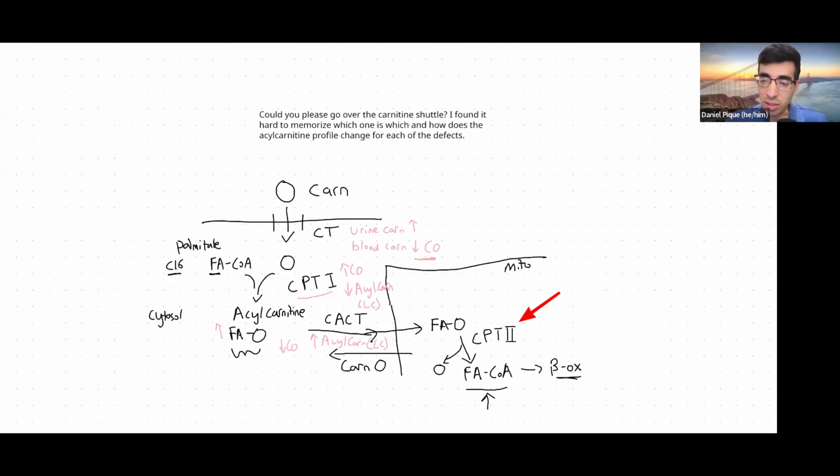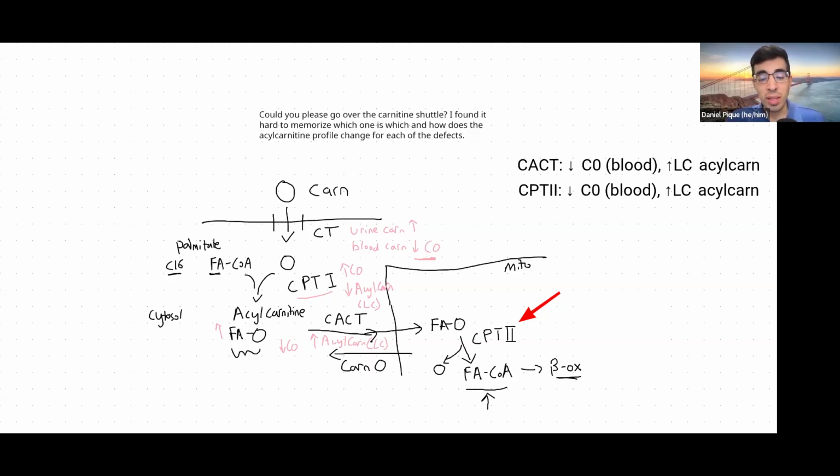Let's take a look now at CPT2. If we can bring in the fatty acylcarnitine into the mitochondria, we just can't convert that final step from the fatty acylcarnitine into the fatty acyl CoA. Well, we're going to have the same problem that we did here with CACT. The C0, this free carnitine, can't be released. Carnitine is still going to be stuck to the acylcarnitine species. Therefore, the C0 is going to be low. Similarly, you're going to have lots of these long-chain fatty acylcarnitine species that are stuck in the mitochondria. So you're going to have elevated long-chain acylcarnitines, which could be C14, C16, C18.